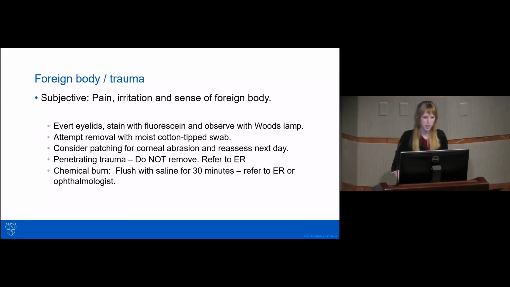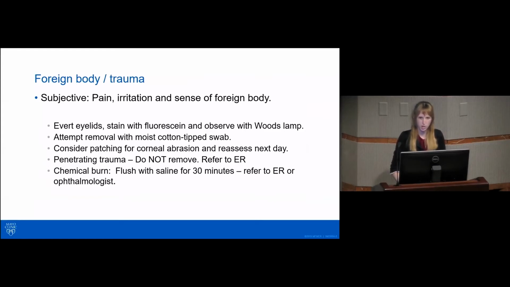First up is foreign body. So subjectively, patients will experience pain, irritation, and a sense of foreign body in their eye. To examine this, you should avert the eyelid. You can stain with fluorescein and observe with a Woods lamp. If you see a foreign body, you can attempt removal with a moist cotton tip swab. If a foreign body is present, you can consider patching for corneal abrasions and assessing the next day.